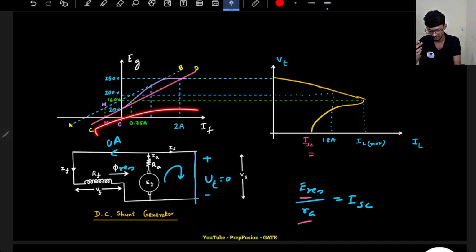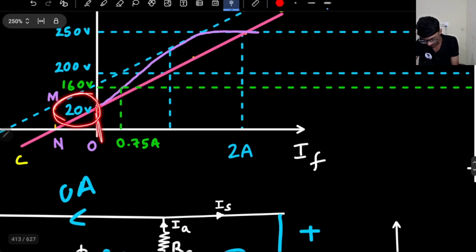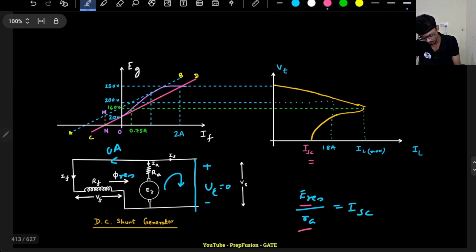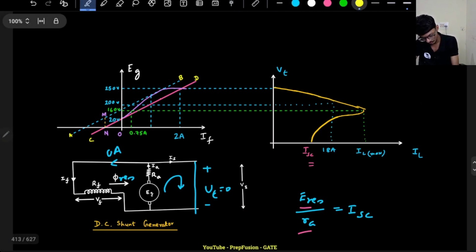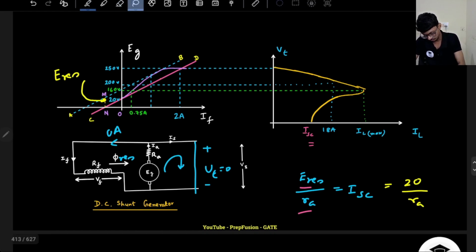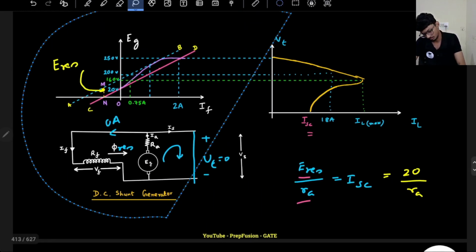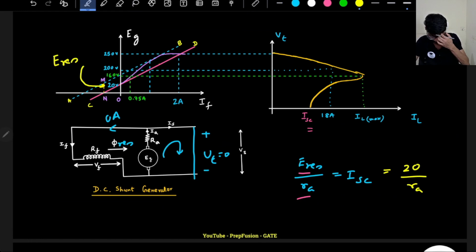Residual voltage is the EMF generated when the field current is 0. I can observe that when the field current is 0, they have given me this residual voltage, E residual. So E residual I know, that is 20, but RA I still don't know. The RA value I have to identify. How will I identify the RA value? Here, how do I know what RA is?